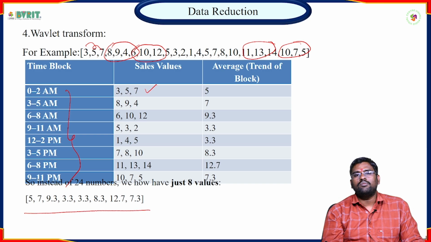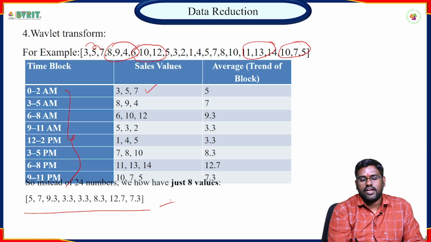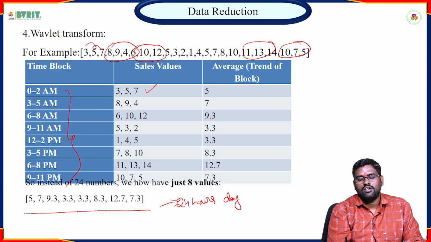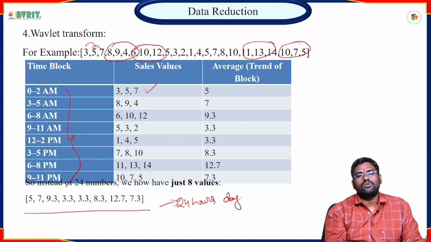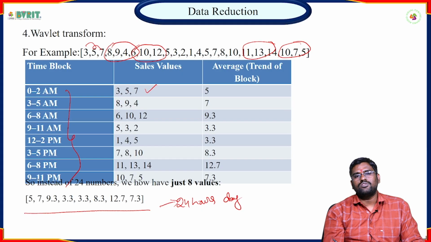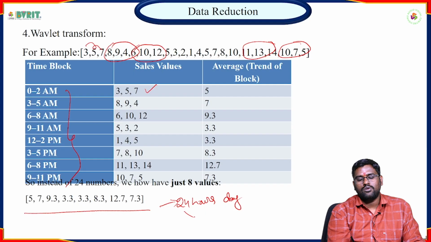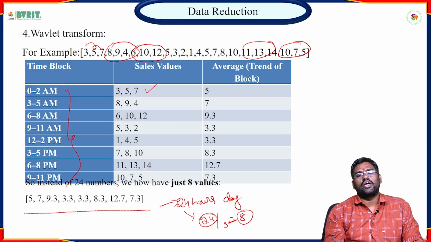We are transforming multiple values of data into smaller values of data based on the constraint we have taken. Here the constraint we have taken is 24 hours of time in a day. So we are splitting the 24 hours into groups of 3 values, and we are converting the 24 into 24 divided by 3, so that is 8. Reducing the 24 into 8 values. So that is about the wavelet transform.